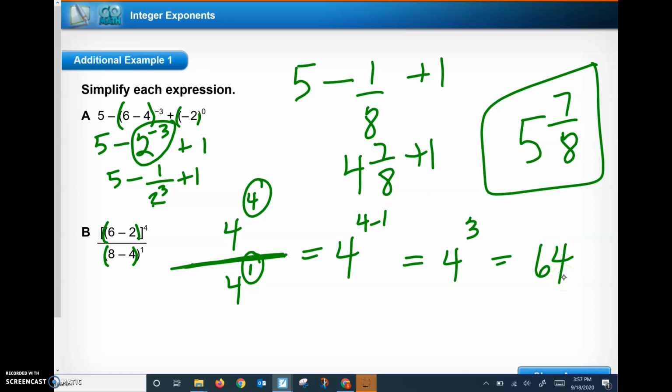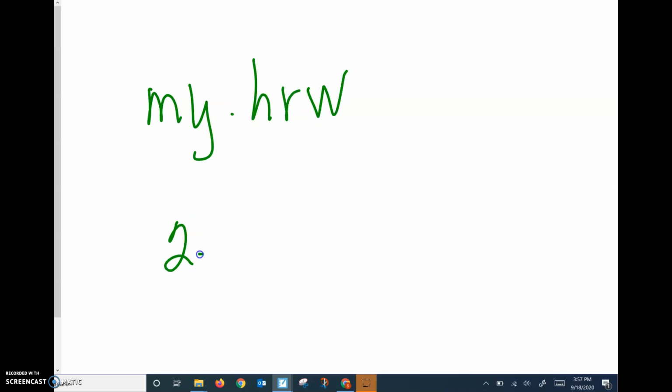All right, for your assignment now, you need to go to my.hrw, and there's going to be an assignment in there that is lesson 2-1, and it should say day 3. So you should be reviewing all of this stuff because we're getting ready for a test, and tomorrow we will be reviewing. All right, good luck.